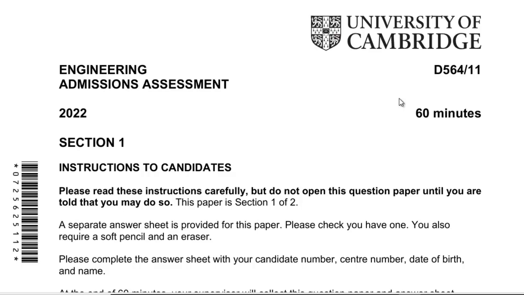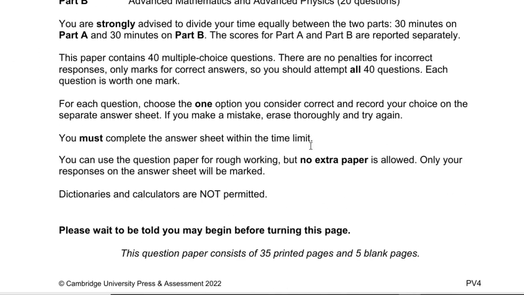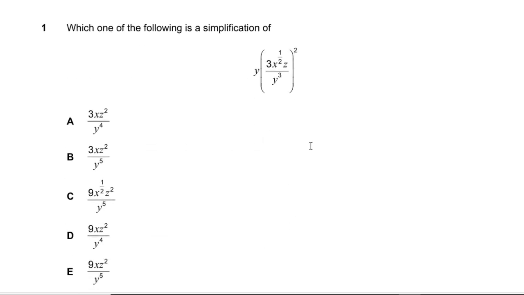Hello, this is the Engineering Admissions Assessment 2022, Section 1. It's the first video, so I'll do Part A, the Maths and Physics questions, 20 multiple choice. And a long way down to question 1. Which one of the following is the simplification of this?